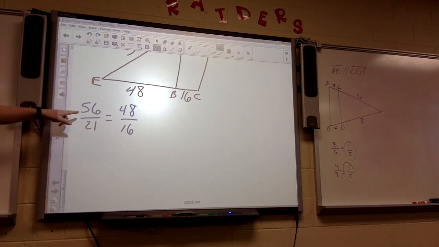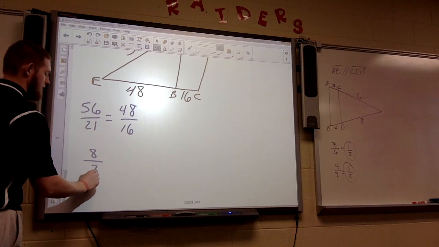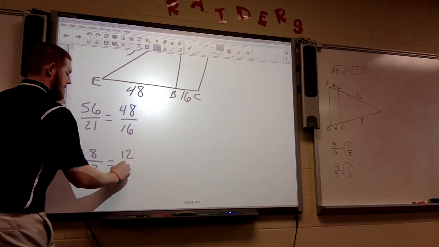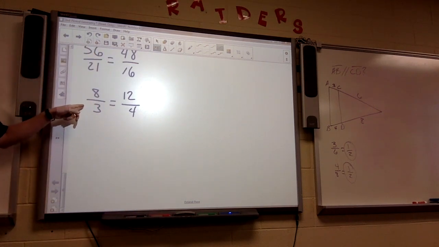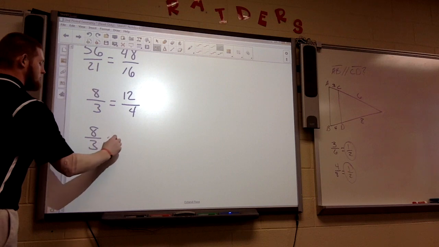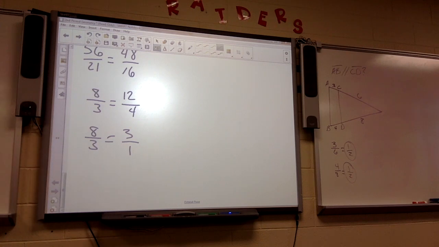Okay, when I reduce this, is there something I can reduce out of 56 and 21? A 7, so 56 divided by 7 is 8. 8 over 3. Can I take something out of 48 and 16? Yes. What? A 4. So I have a 12 on top and a 4 on the bottom. Okay, Kelsey, can I reduce 8/3? No, I can't reduce that, but can I reduce 12 over 4? Yeah, so 8/3 is the same. What'd you get for 12 over 4, Kelsey? 3 over 1, good. So Jocelyn, are those the same? Is 8/3 the same as 3 over 1? No, those aren't the same, I agree.